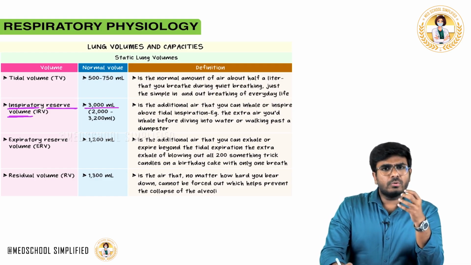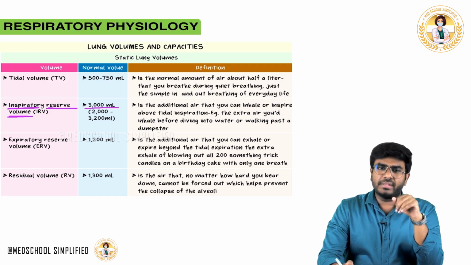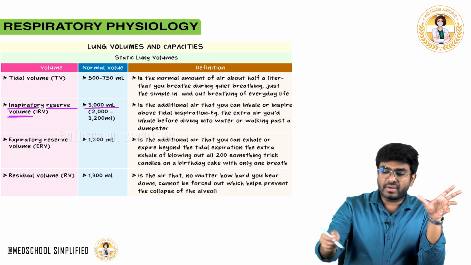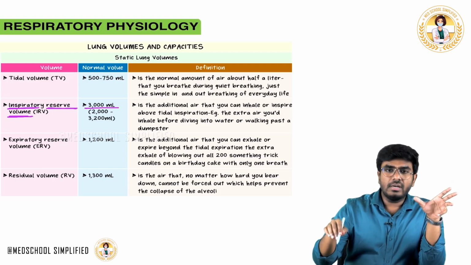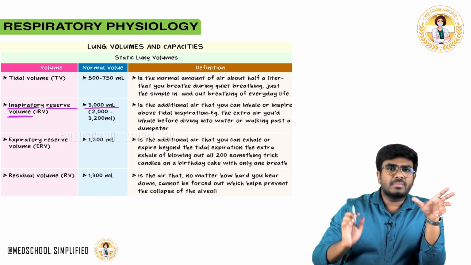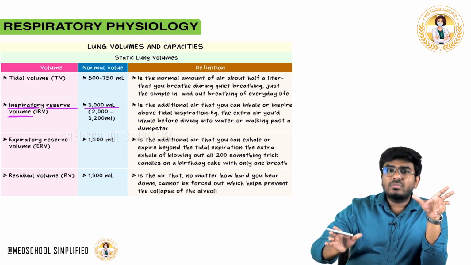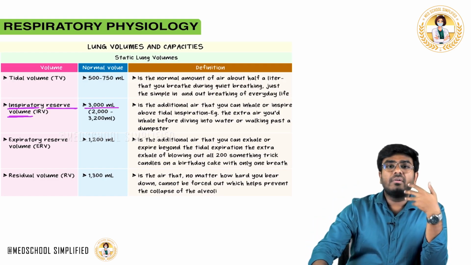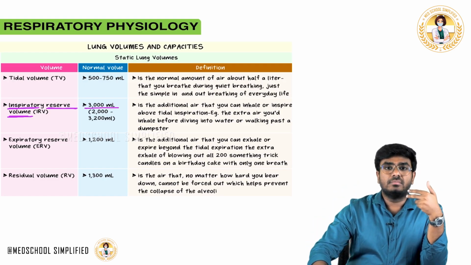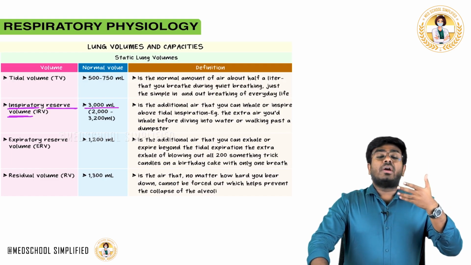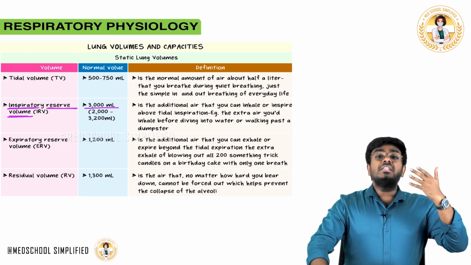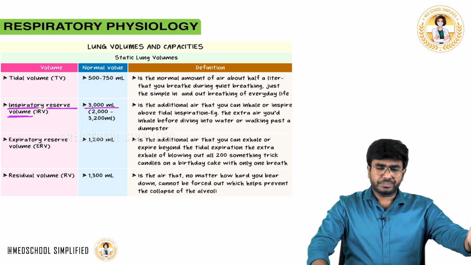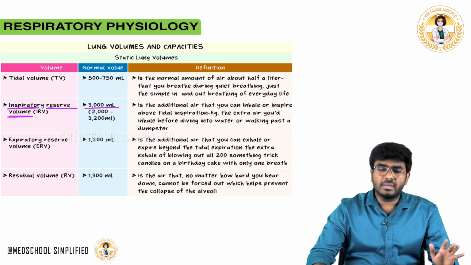For example, now you are passing by a dumpster. There is a dumpster present over here, and a very bad smell is coming. While you are passing through that area, you don't want to breathe. So even before entering that area, you have taken a deep inspiration. It means you have taken the tidal volume as well as the inspiratory reserve volume, and you are passing by the dumpster.